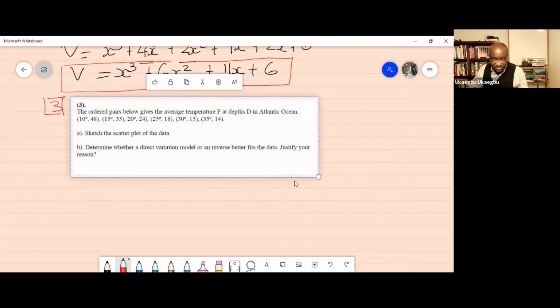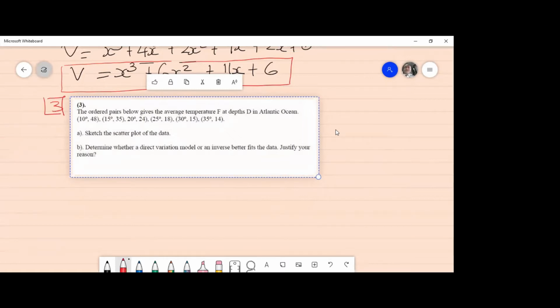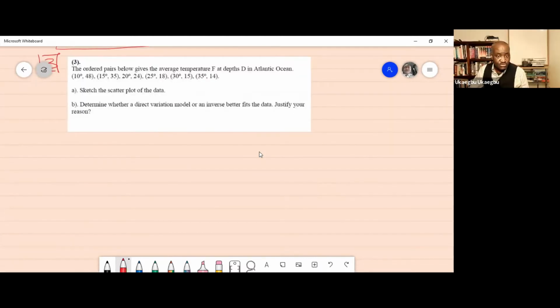The ordered pairs below give the average temperature F at depth D in the Atlantic Ocean: 10 degrees 48, 15 degrees 35, 20 degrees 24, 25 degrees 18, 30 degrees 15, 35 degrees 14. A. Sketch the scatter plot of the data. B. Determine whether a direct variation model or an inverse variation model better fits the data. Justify your reason. So now the ordered pair is already given to you.